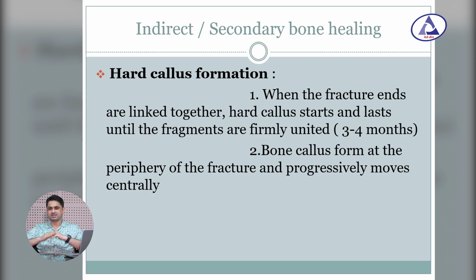Imagine this is a fracture, one end is this and another end is this, proximal end and distal end. Then callus forms from the distal or from the proximal end towards the fracture site centrally. This is the central end. From proximally or from distally they come centrally. Thus the hard callus is formed.